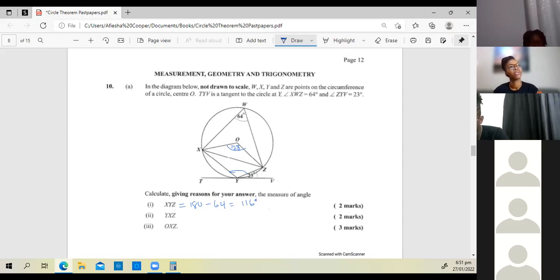YXZ. So inside here, how much is that? Pretty easy. They give you a lot of marks for these things. 23 degrees. Exterior is equal to interior opposite. What about OXZ, right here? Oh my gosh, too easy. How much is that? 26, because 180 minus 128 divided by 2. That's our isosceles there, 26 degrees.